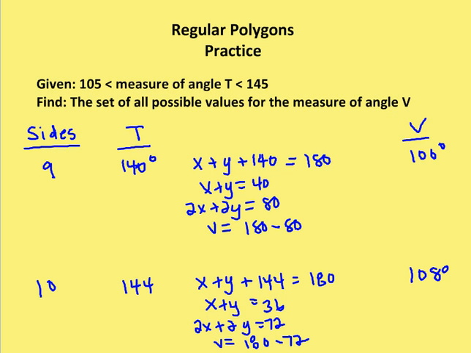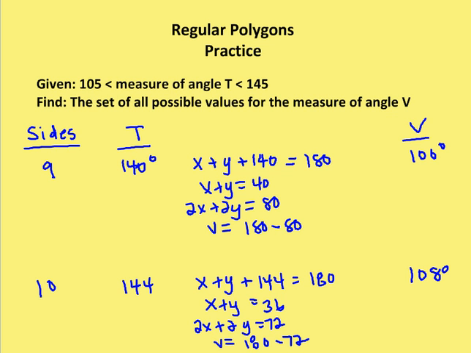Sides, 9 sides in a nonagon. T was equal to 140 degrees in this case, so the interior angle measure of a nonagon is 140 degrees, so x plus y plus 140 is equal to 180. X plus y then is equal to 40 degrees. 2x plus 2y is twice that, or 80 degrees. V is equal to 180 degrees minus 80, or 100 degrees.